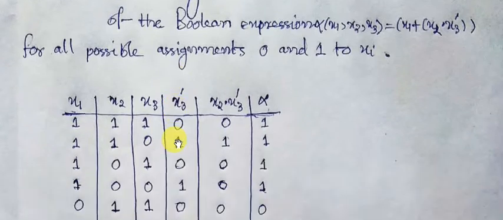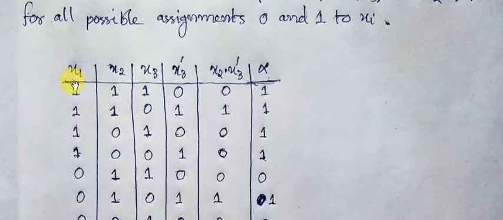In this first row we have assigned the value of x1 1, the value of x2 1, the value of x3 1. This is x3 complement. The value of x3 being 1, the complement of 1 is 0. So here x3 complement is 0. Now we are calculating this x2 into x3 complement. The value of x2 here is 1 and the value of x3 complement is 0.